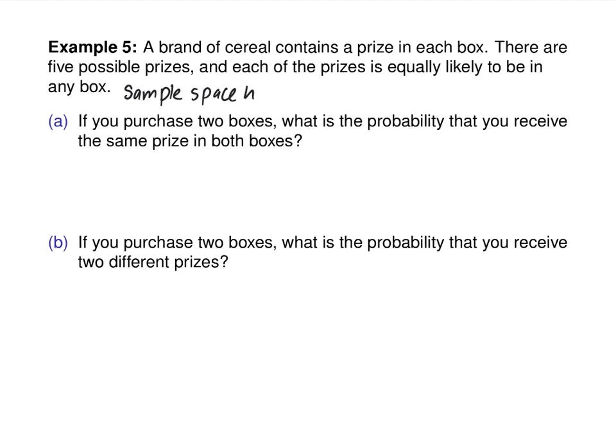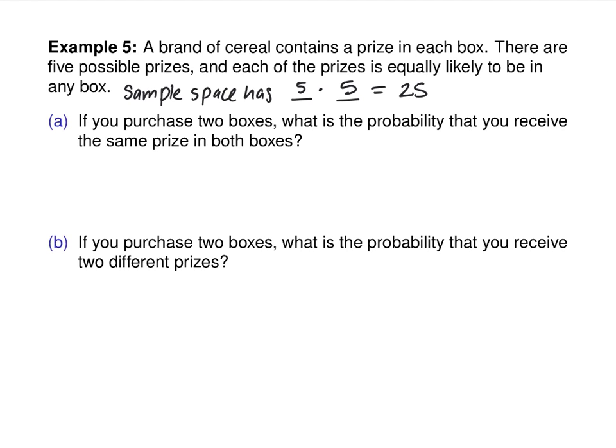Sample space has, someone said it. How many prizes can go in the first box? Well, how many choices for the prize? 5 choices. How many choices for the next box? Also 5. So that'd be 25 total combinations.